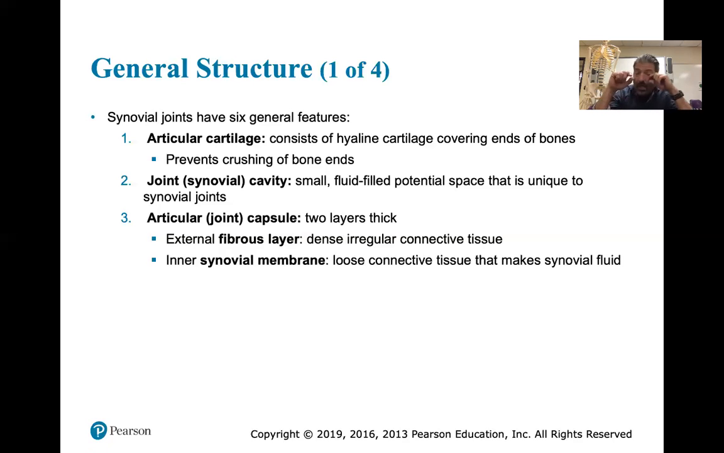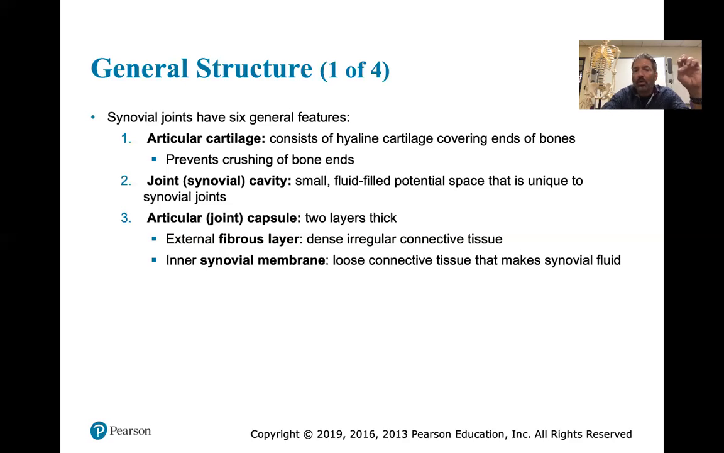All right, so articular joint capsules are 2 layers thick. These are capsules around the joint, and they're really there for protection. We don't want bacteria or microbes getting into that area. So we have an external fibrous layer, dense irregular connective tissue, so it's very dense, relatively very strong. And then we have an intersynovial membrane, loose connective tissue that makes synovial fluid.